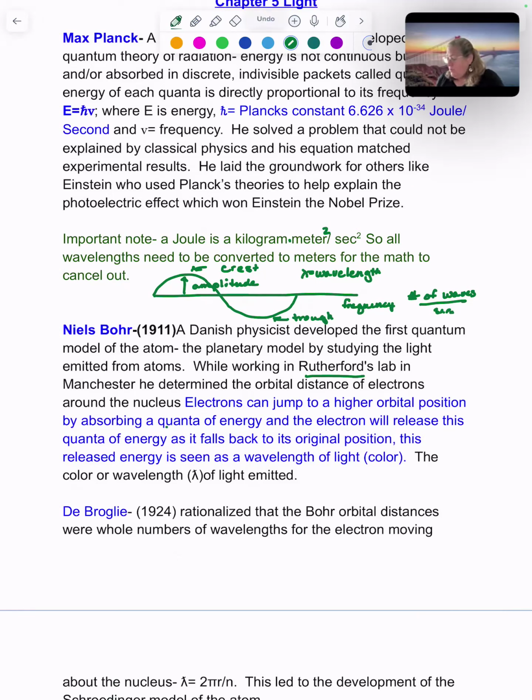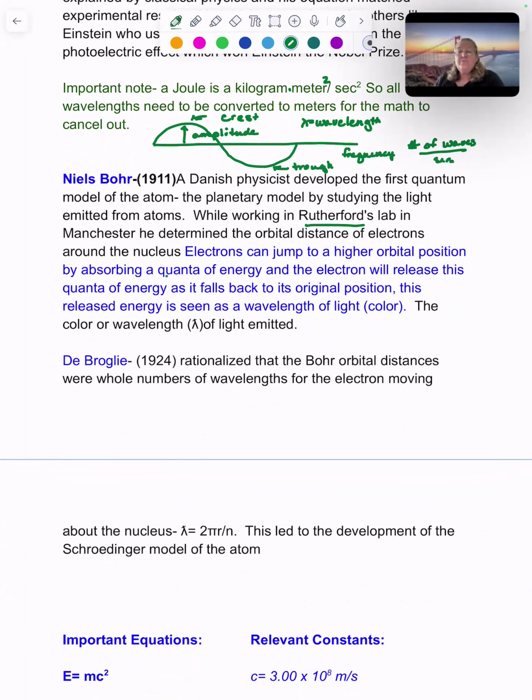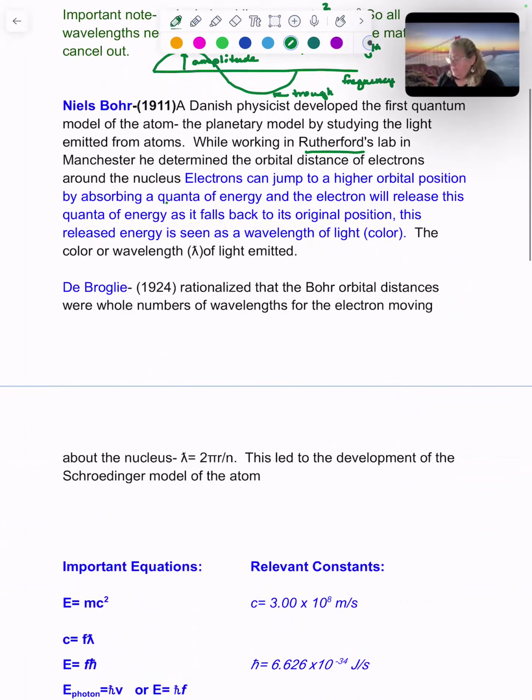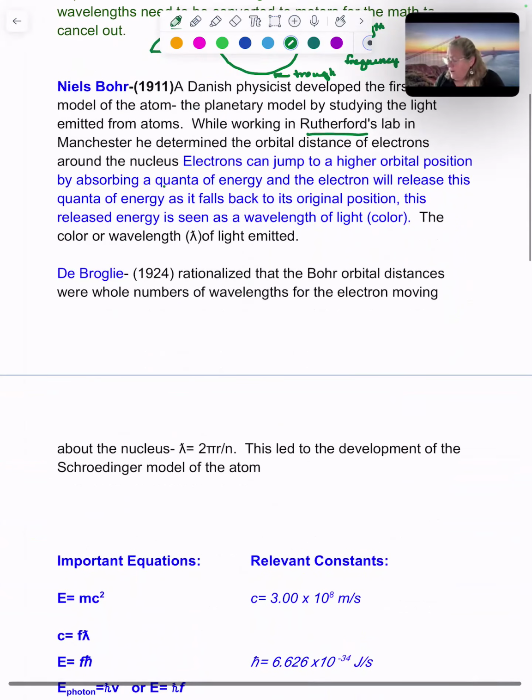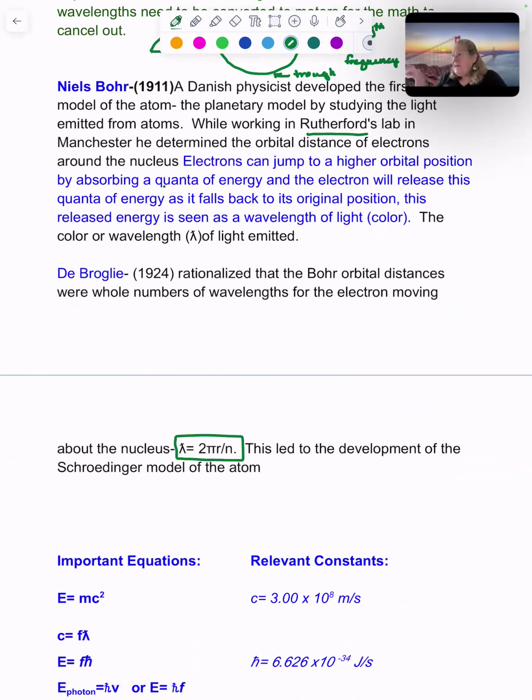But remember, wavelength is important here. This other guy, de Broglie, he rationalized that Bohr's orbital distances had to be whole numbers of wavelengths moving around the nucleus. So a wavelength, 2 pi r equals n lambda, where n is the energy level. Okay, so everything had to happen in full, complete waves. So when it went around the circle, and I can never draw this, if this was the nucleus, oopsie, we just lost our view here. Let me go back.